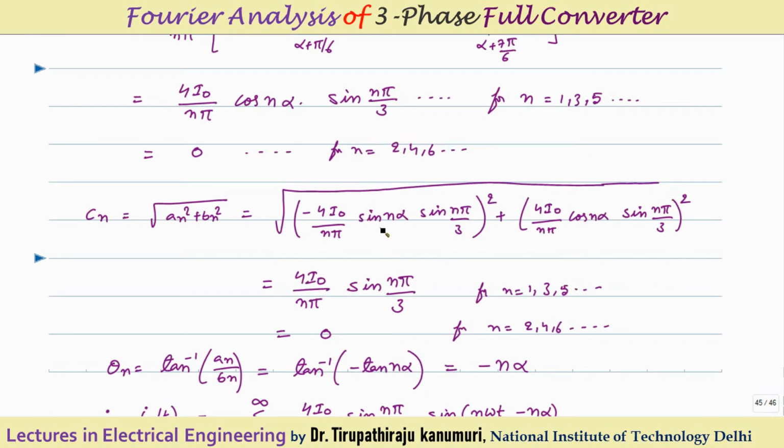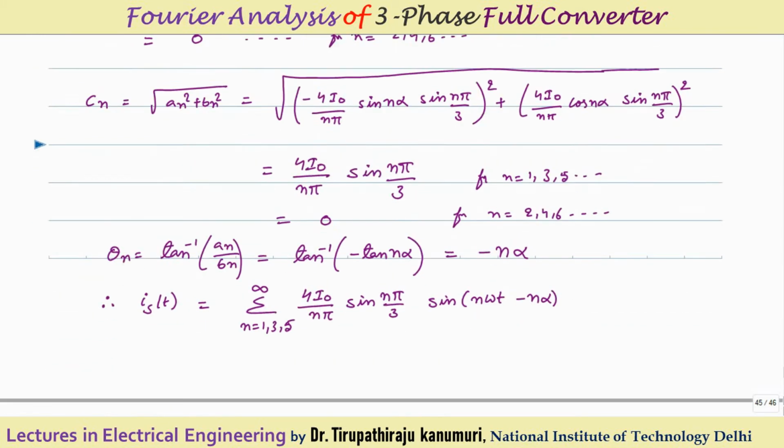So when you are taking the square, sin square n alpha plus cos square n alpha, this sum will be equal to 1. So only the remaining terms will remain, because you can see 4 I naught by n pi is the same here and here also. Similarly, sin n pi by 3 is the same here and here also. So that will come out. So this is 4 times I naught by n pi into sin n pi by 3 for n odd, and it will be 0 for n even, because again bn is equal to 0.